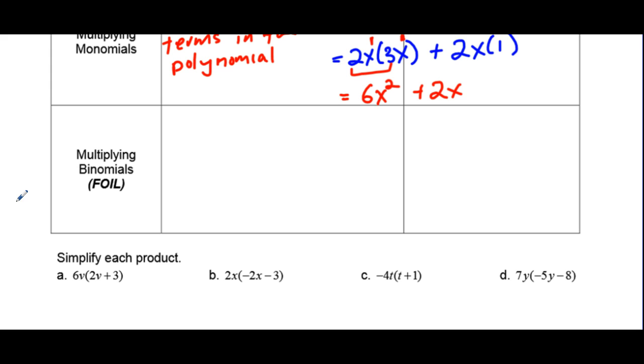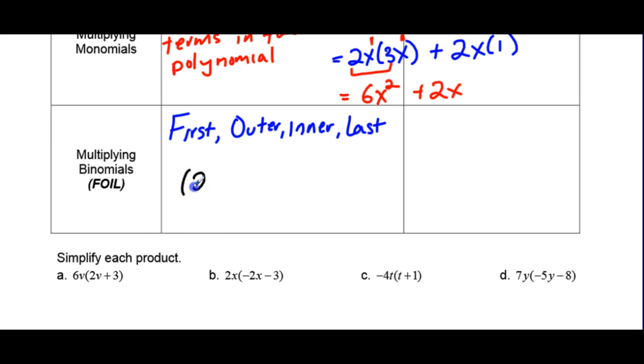All right, so FOIL. FOIL is a term used when we're multiplying binomials, all right? So here we have FOIL. This is first, outer, inner, and then last, all right? I know you guys are like, what the hell does that mean? All right, let me show you an example.